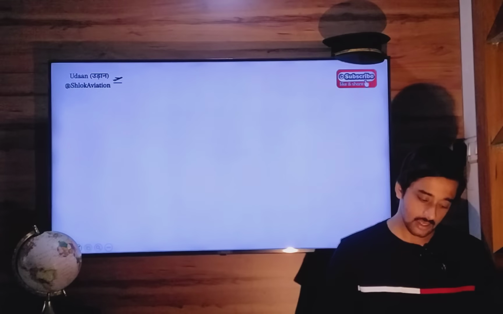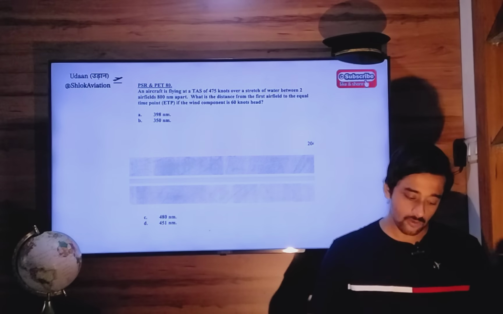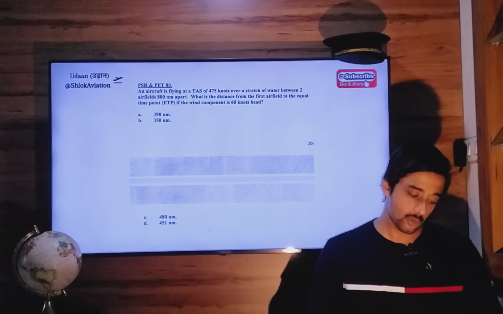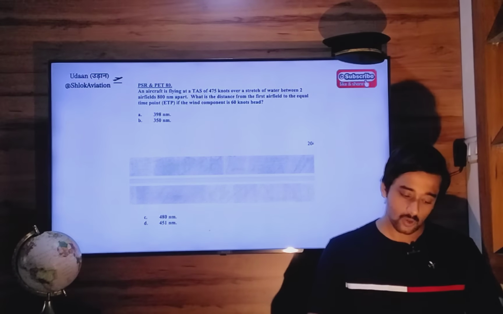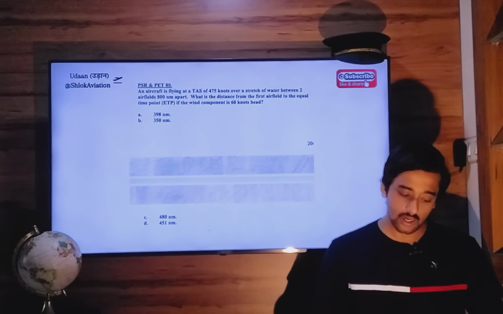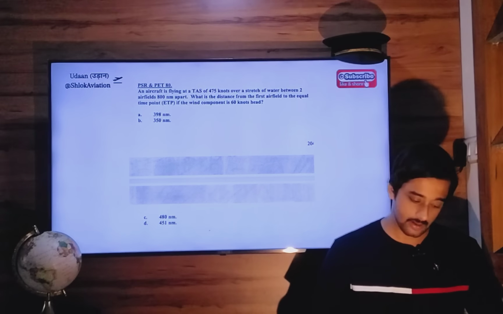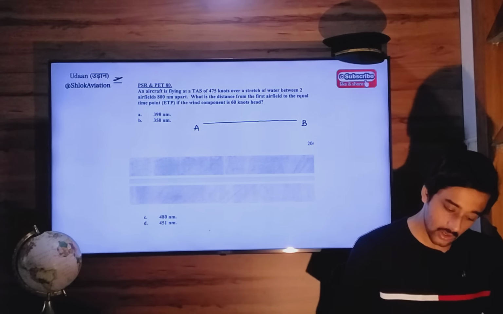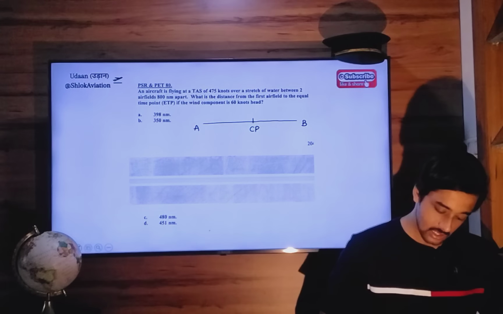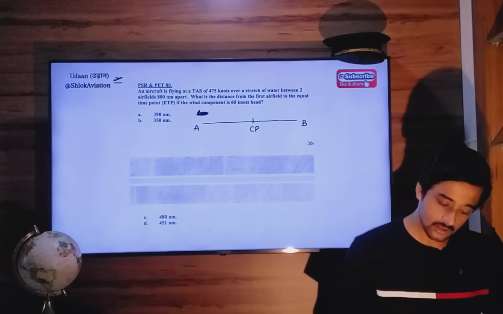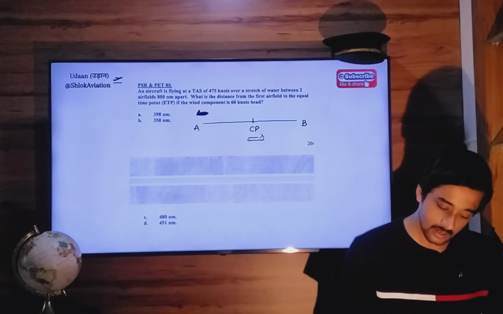Last question. Aircraft is flying at a true airspeed of 475 over a stretch of water between two airports, 800 miles apart. What is the distance from the first airport to the point of equal time if the wind component is 60 knots headwind? So we are flying from A to B. Here is your critical point. Here is your aircraft on the outbound leg. Draw aircraft on the homebound leg.